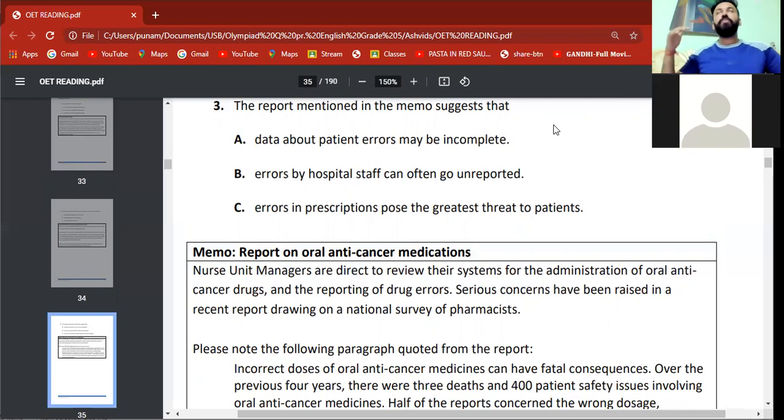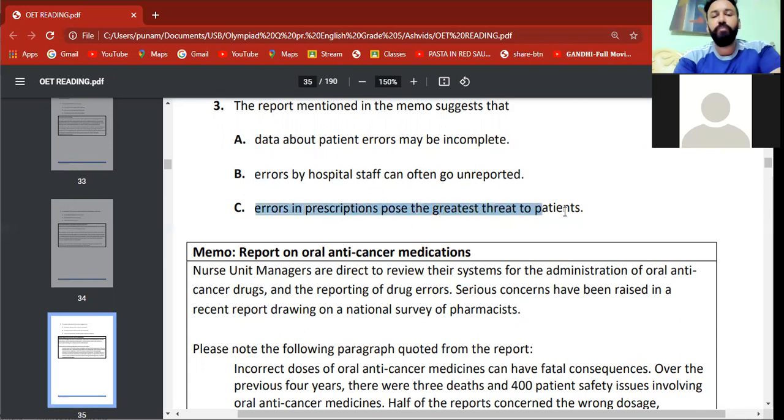So, it's talking about incomplete data, right? Okay. Next one. Errors by hospital can often go unreported. Okay, what are the keywords? Errors unreported. Unreported errors, right? So, first is incomplete data. Second is unreported errors. Okay, third, errors in prescription pose the greatest threat to patients.